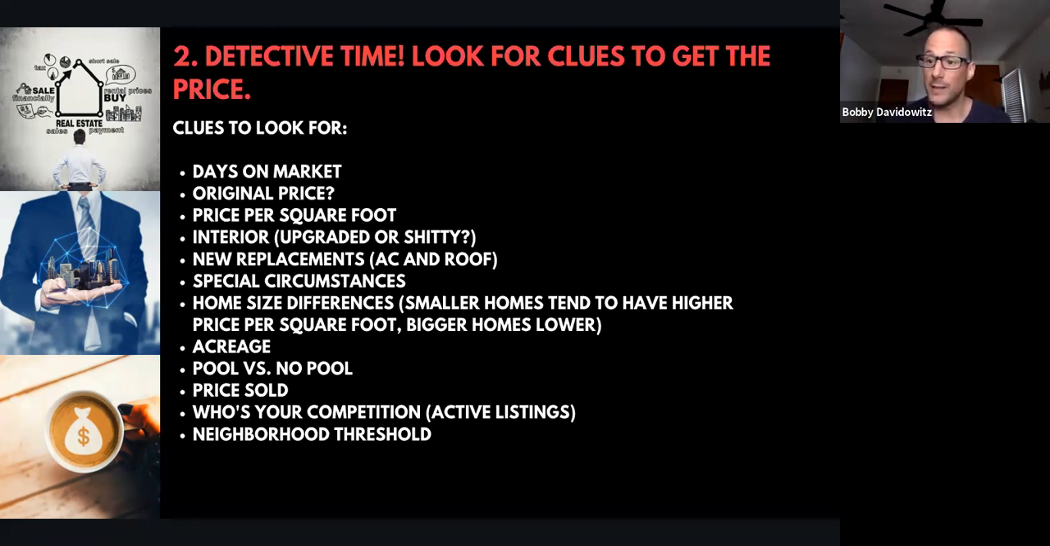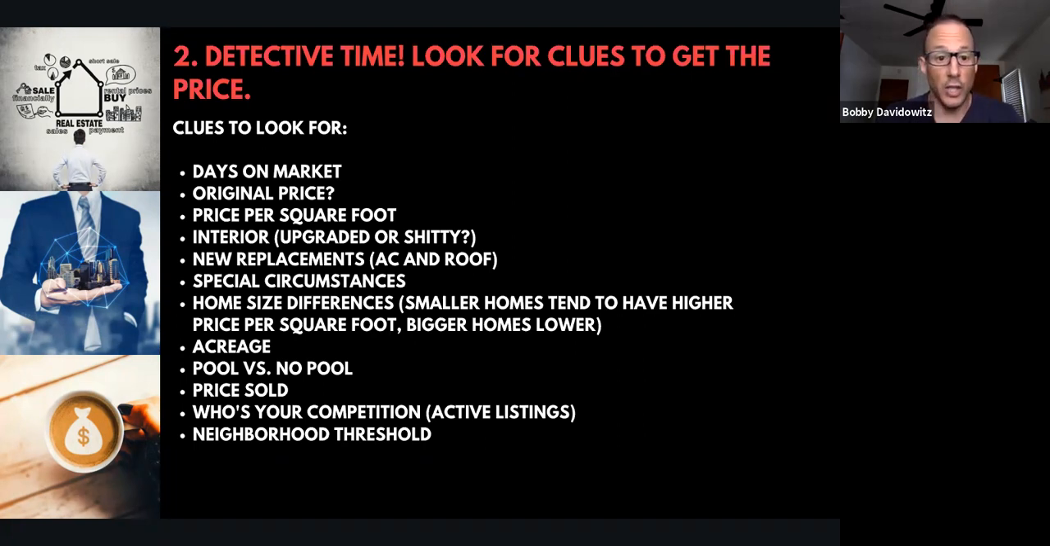Okay. New replacements: AC, roof, I'm looking at that. When I'm looking at descriptions in the MLS, it says it right there most of the time. A roof replaced in 2019, AC replaced in 2020, whatever the case may be. That makes a big factor. People want to feel secure in their home, and they know that those are some of the biggest expenditures.